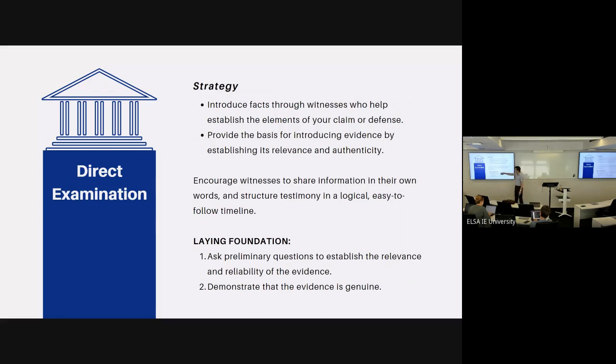This is what laying foundation means. You have to lay foundation. You can't just be like, I have a document here. Can I have it in the record? The judge, or usually the other side, will say objection, lack of foundation, and then your evidence would be denied. You have to lay foundation on evidence.